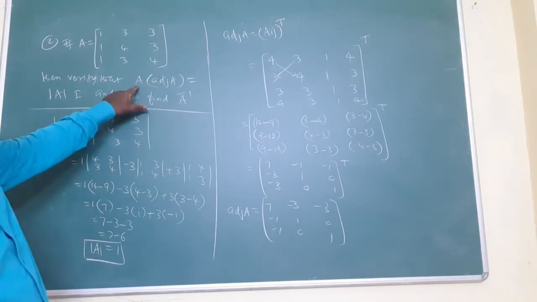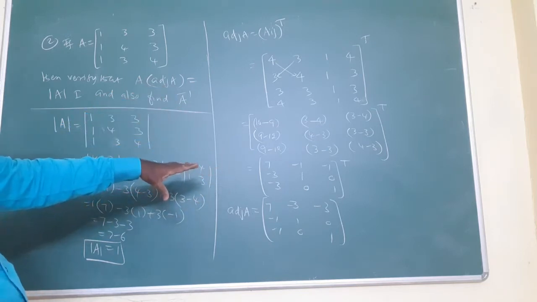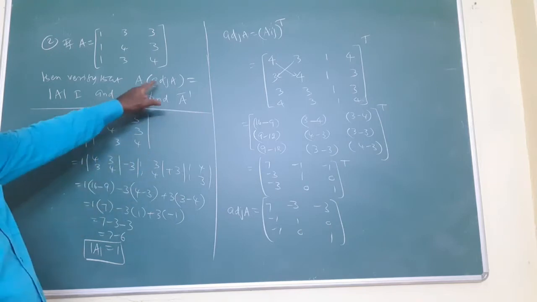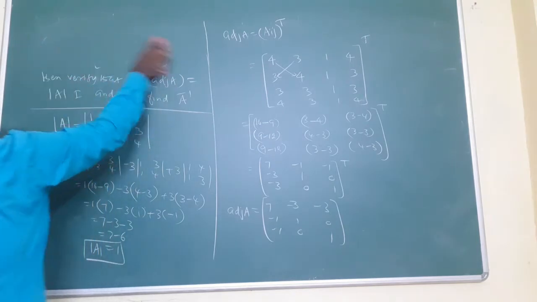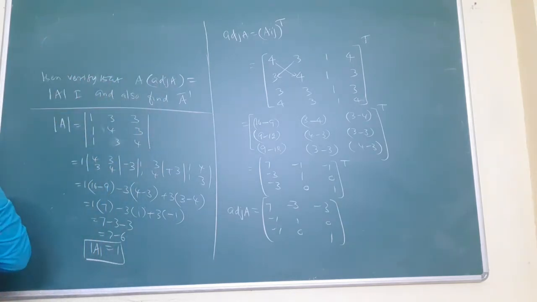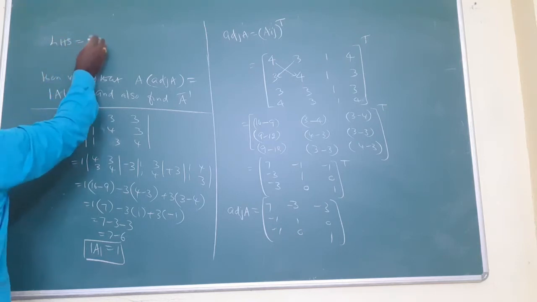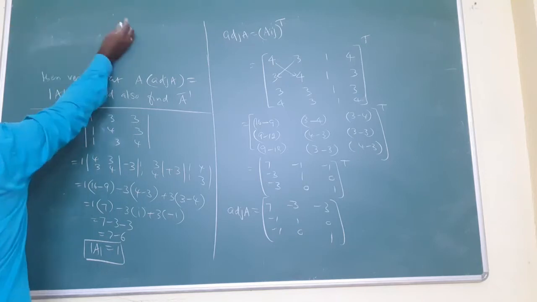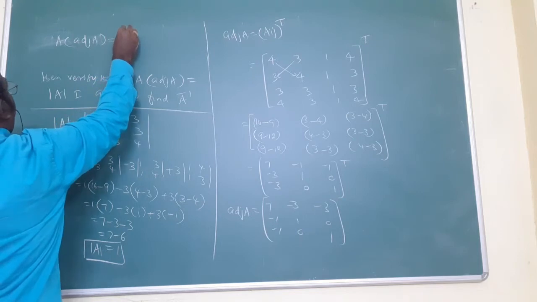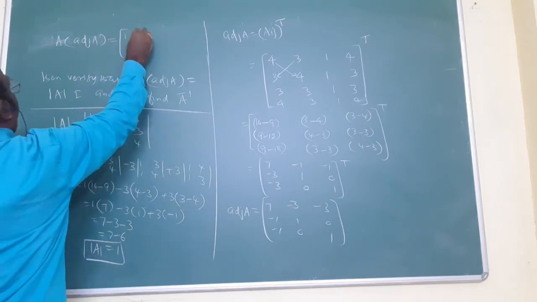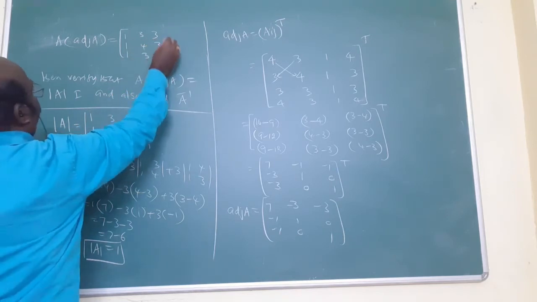Now you find A into adjoint A. Multiply A into adjoint A. Is that clear? Start with A into adjoint A, now LHS actually. The A matrix is already given. What is given? 1, 3, 3. Next 1, 4, 3. Next 1, 3, 4. This is the A matrix.